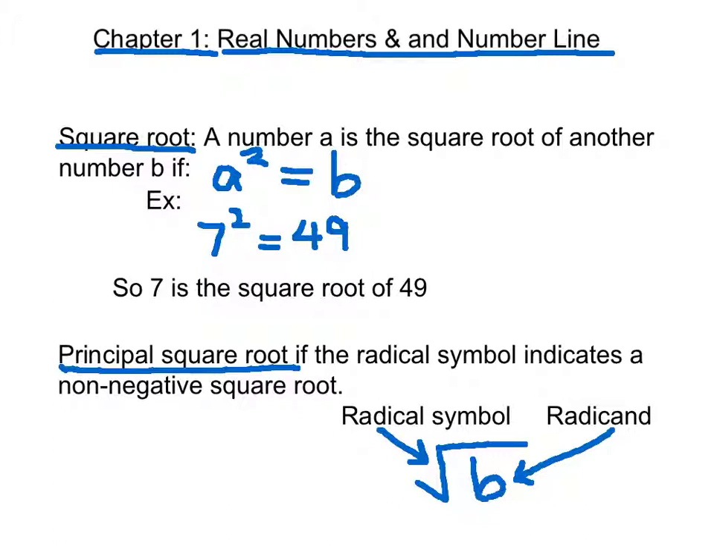The principal square root is when the radical symbol indicates a non-negative square root. Now that all sounds a bit weird, doesn't it? But the principal square root of 49 is 7. The radical symbol is that little funny symbol that looks like a check mark with a line across the top, and the radicand is the number that's underneath the symbol. The radicand in our example is 49.